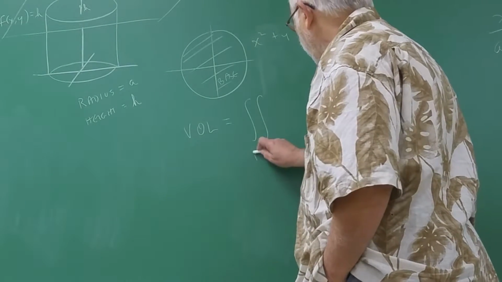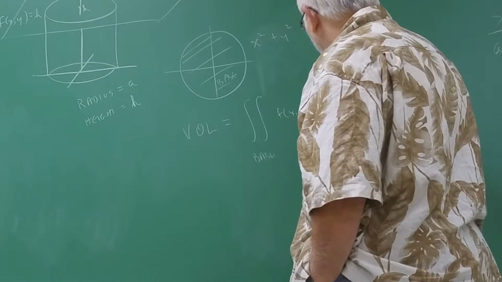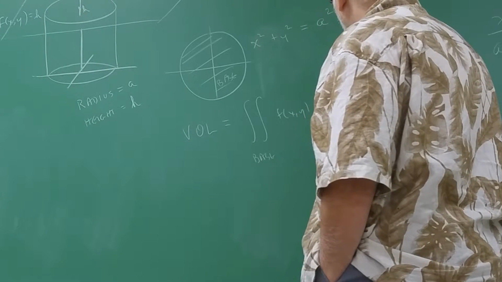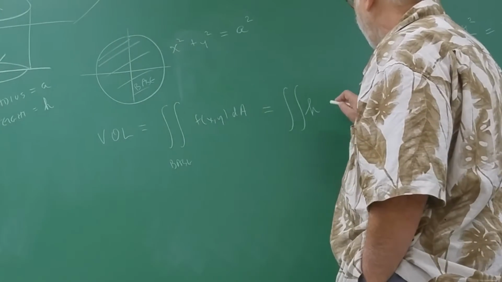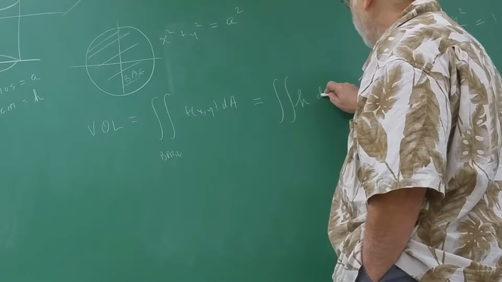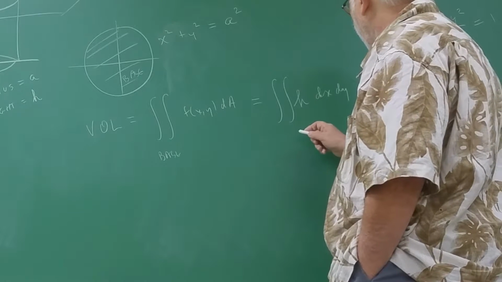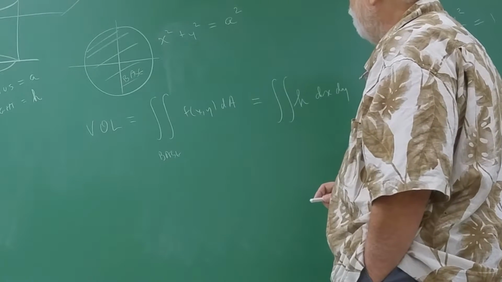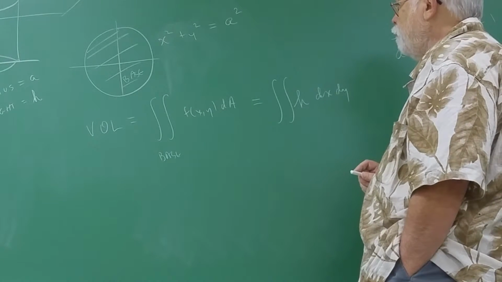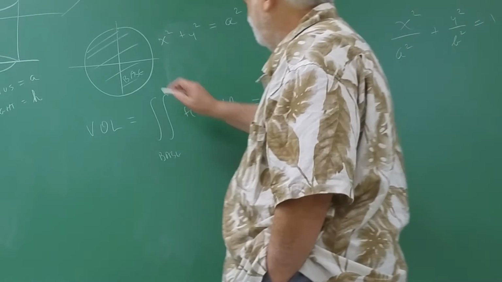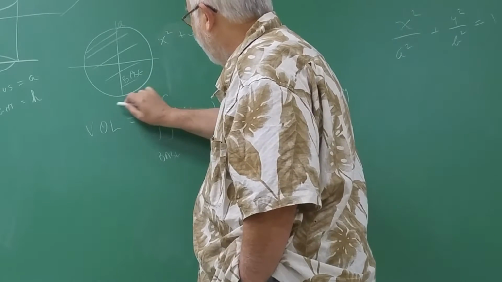So anyway, integral over the base, f of xy dA. And so this is just h. And I choose an order of integration. We did dy dx a while ago, so we'll do dx dy this time. And this is going to be what now? What are my limits on y? From 0 to a. Oh, no, I mean from negative a to a. Negative a to a. All right.